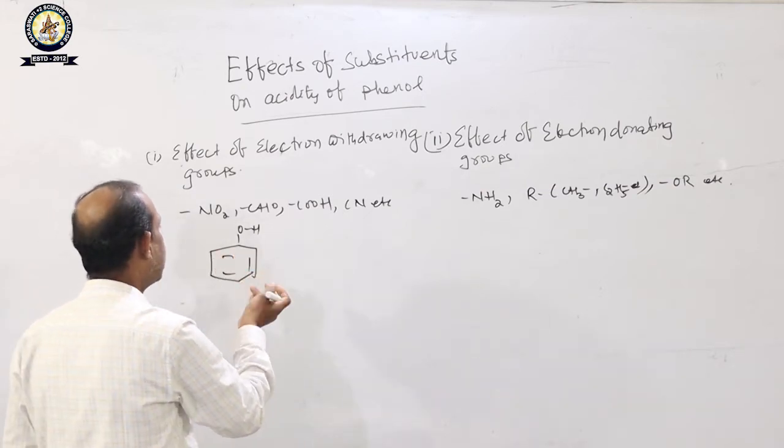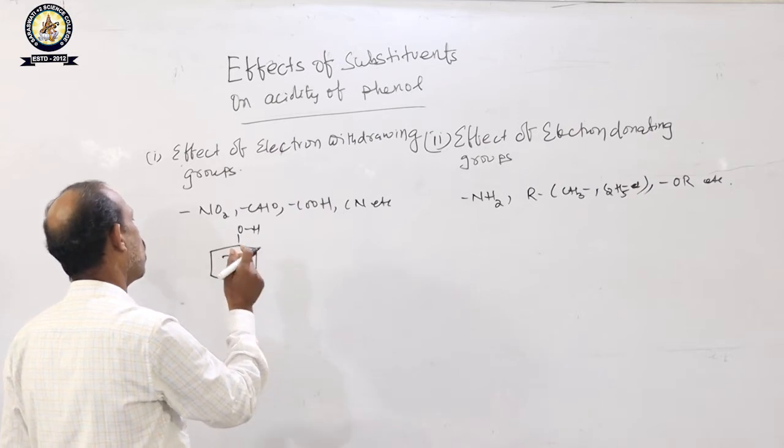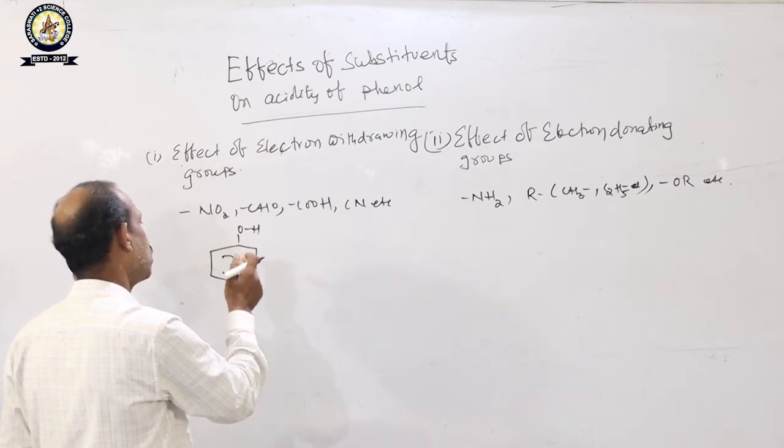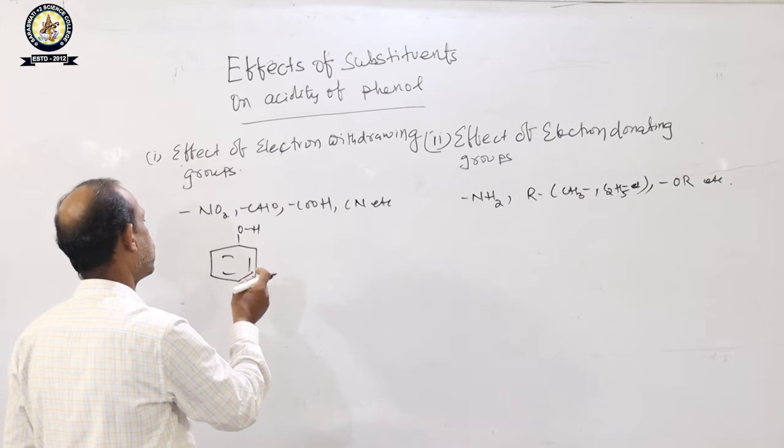So what are the two types of group? One is electron releasing group or donating group. Another one is electron withdrawing group.